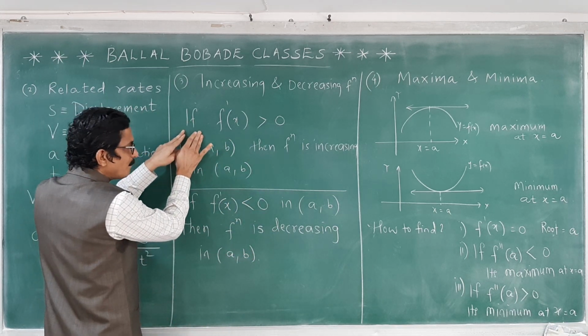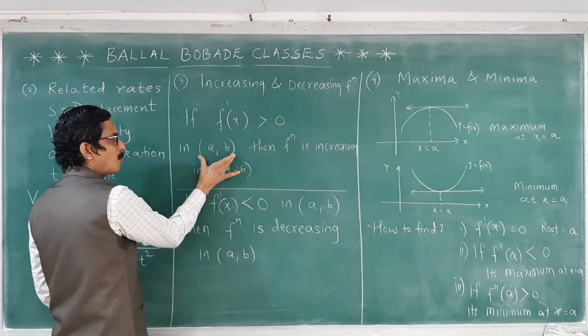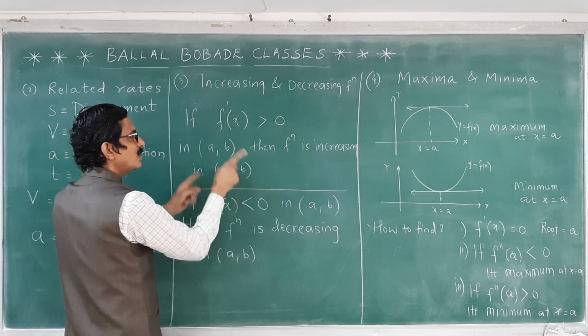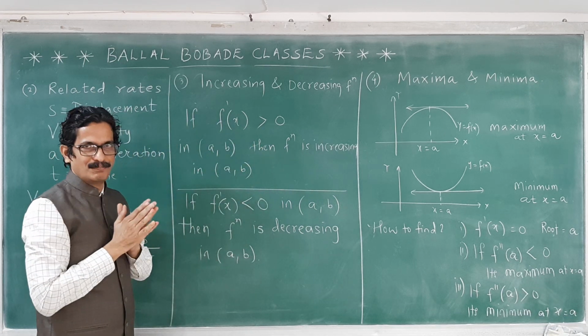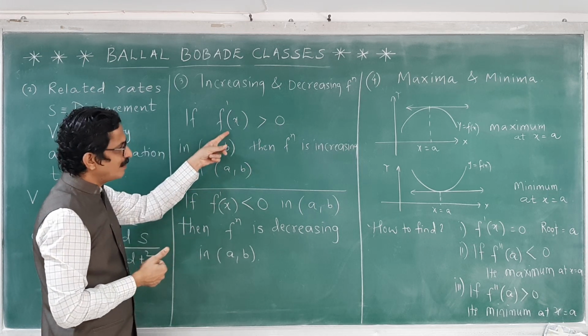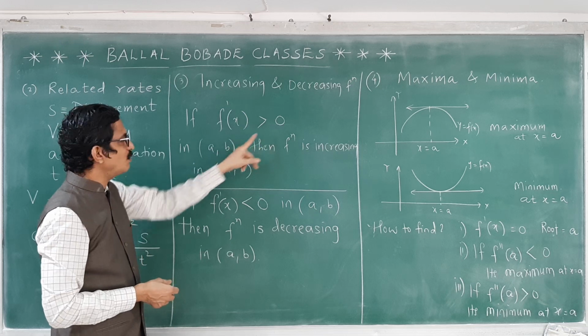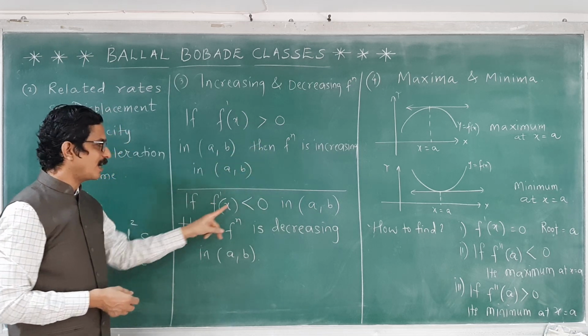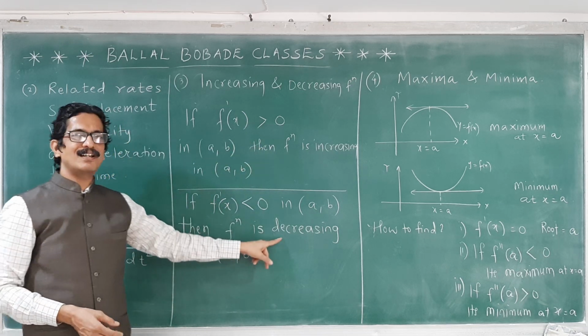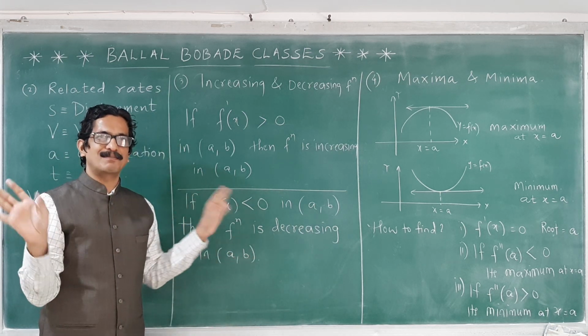If you find your derivative to be positive always in some interval, then the function is increasing in that interval. So what you need to understand is how to check whether it is increasing: find the derivative and check its sign. If in this interval it comes out to be positive, then it is increasing, and if it comes out to be negative, then it is a decreasing function. Increasing, decreasing, it's that simple.